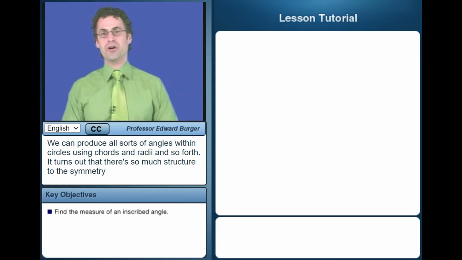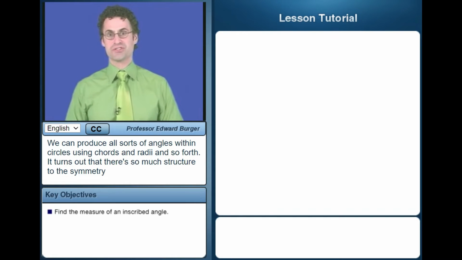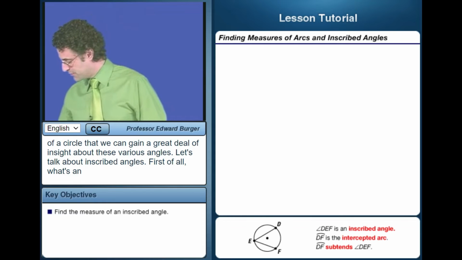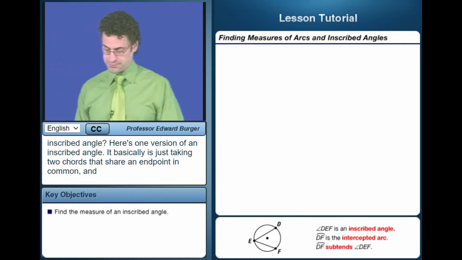You know, we can produce all sorts of angles within circles using chords and radii and so forth. And it turns out that there's so much structure to the symmetry of the circle that we can actually gain a great deal of insight about these various angles. Let's talk about inscribed angles. Now, first of all, what's an inscribed angle?